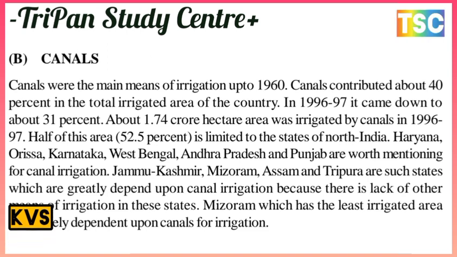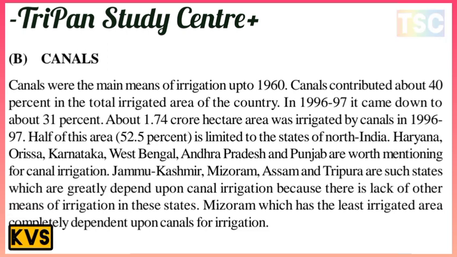Haryana, Odisha, Karnataka, West Bengal, Andhra Pradesh and Punjab are well known for canal irrigation, and Jammu, Kashmir, Mizoram, Assam and Tripura are such states which are greatly dependent upon canal irrigation, because there is a lack of other means of irrigation in these states. Mizoram, which has the least irrigated area, is completely dependent on canals for irrigation here. There is an important part here.